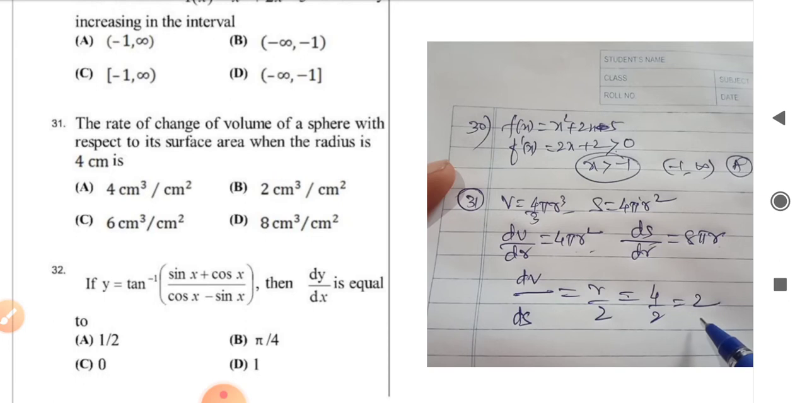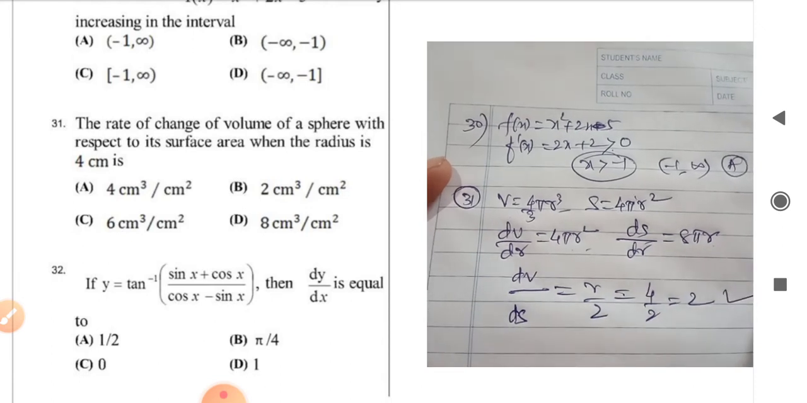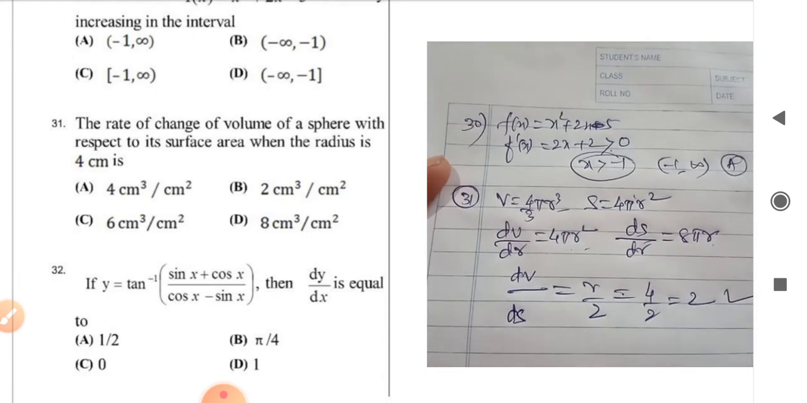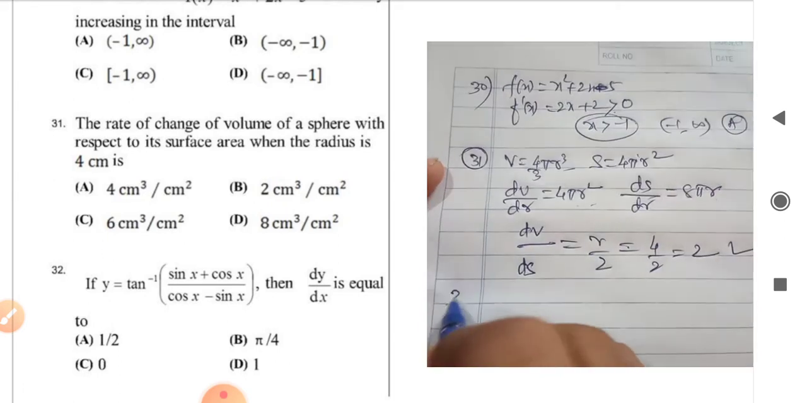So for the 31st, the answer is 2. Hence 2 cm cube, option B is correct here.